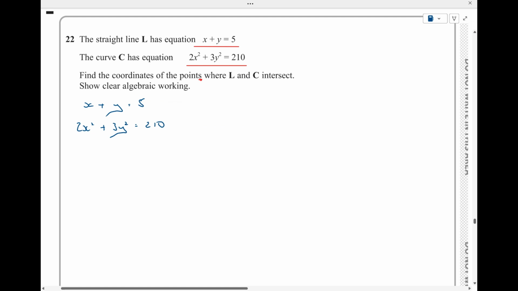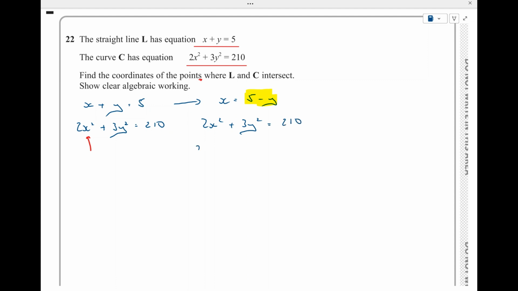What we're going to do is use this first equation to give us an expression either for x or for y. I'm going to minus y from both sides, which is going to tell me that x equals 5 minus y. And now I'm going to substitute that expression for x into the second equation in place of x. So the second equation was 2x squared plus 3y squared equals 210.